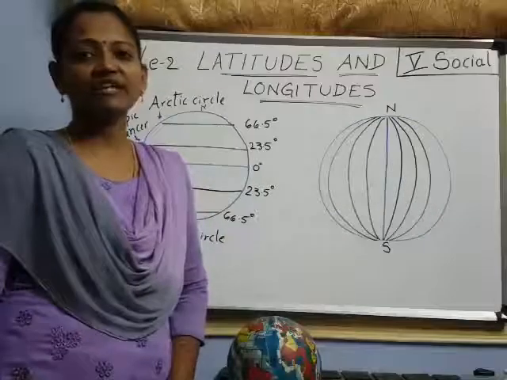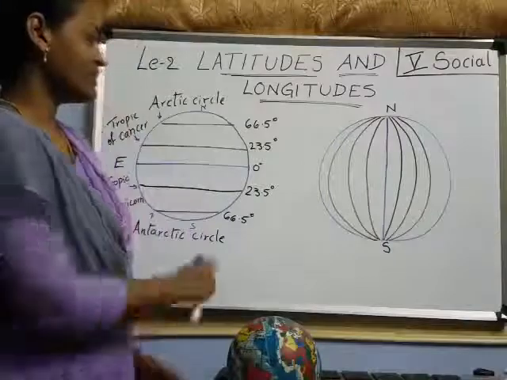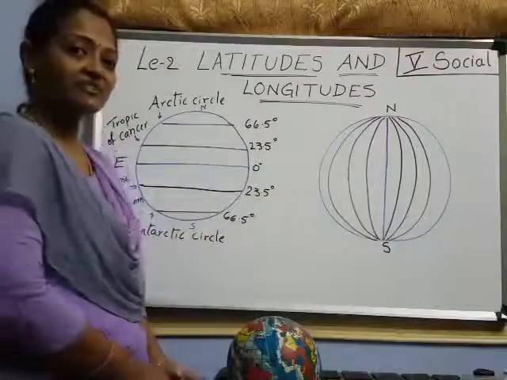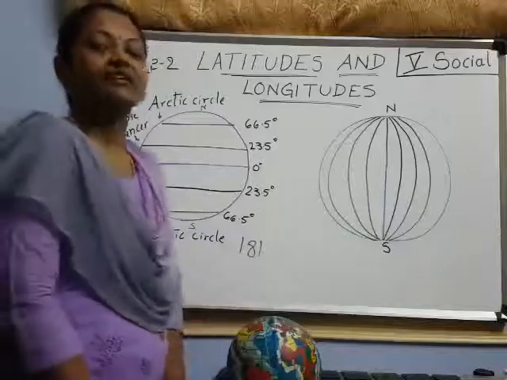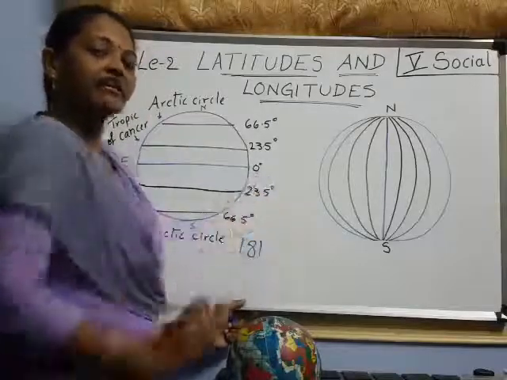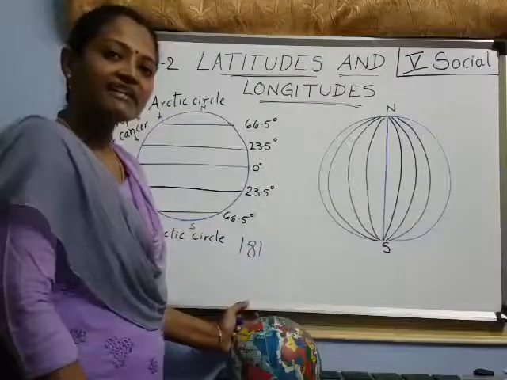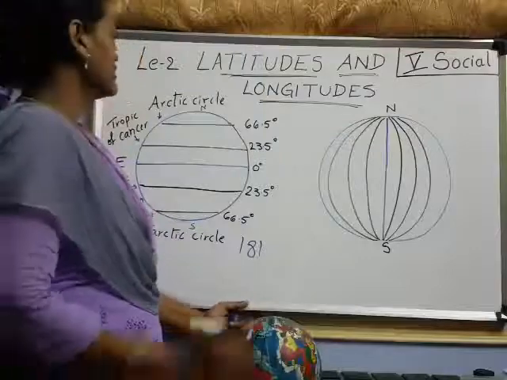Tell me children quickly, how many latitudes are there? Along with the equator, how many lines did I say? Tell me children. 181, isn't it? Now, the equator is represented with 0 degrees. How many main lines are there in the latitude? Yes, 4 main lines.